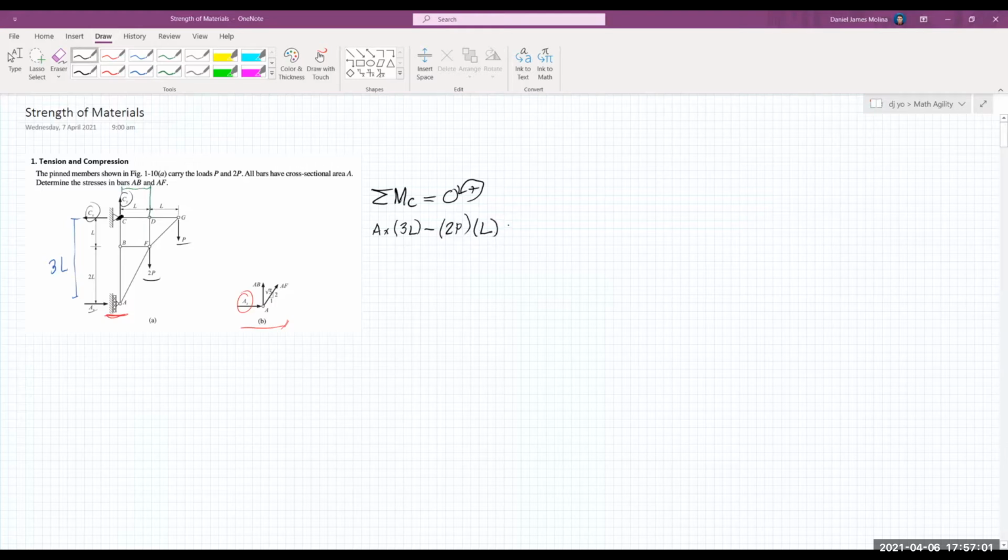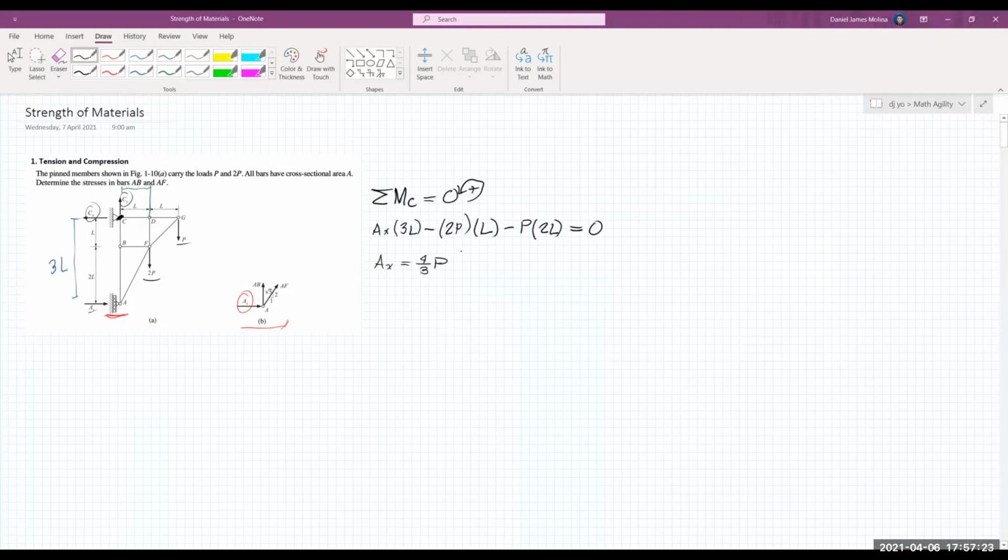And then force P will also cause a clockwise rotation. So P times its perpendicular distance, that's 2L. And it will be equal to 0. From there, we can solve for A sub x. That is actually 4/3 of P.